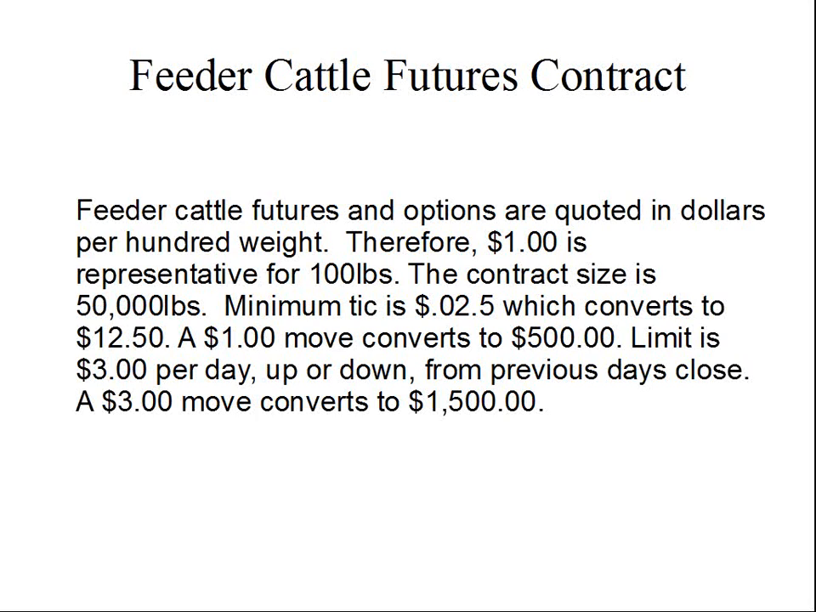So let's work on what we're dealing with. Feeder cattle futures and options are quoted in dollars per hundredweight. $1 is representative of 100 pounds. The contract size is 50,000 pounds. Minimum tick is 2.5 cents, which converts to $12.50 per minimum tick. A $1 move converts to $500. Limit day up or down is $3 from the previous day's close, and a $3 move converts to $1,500.